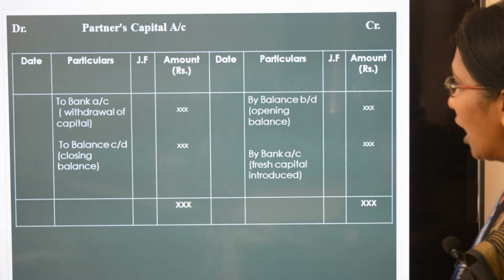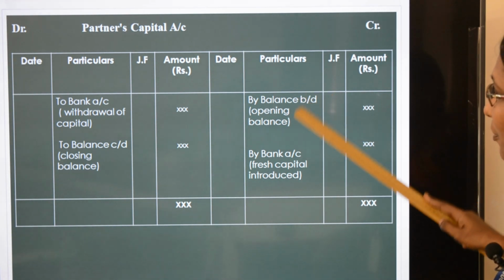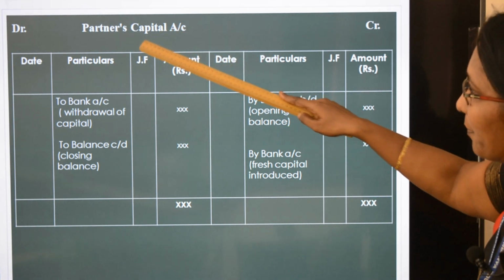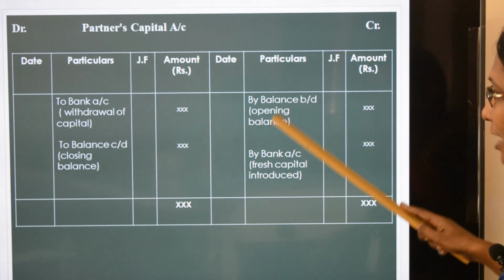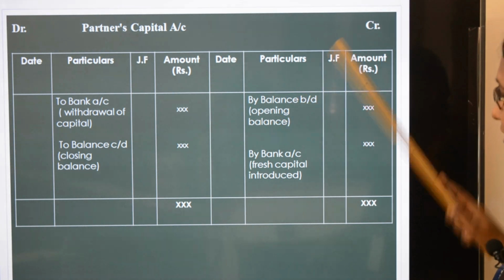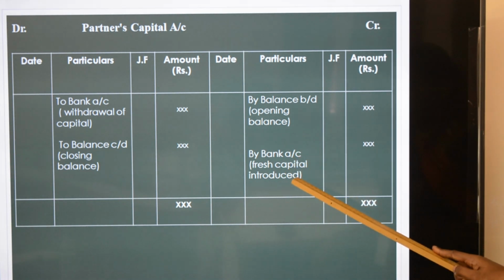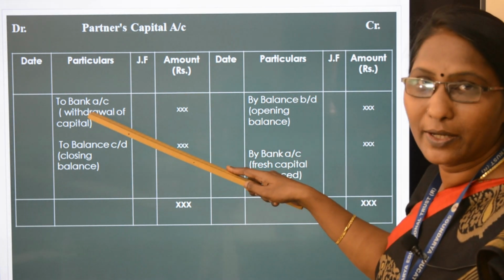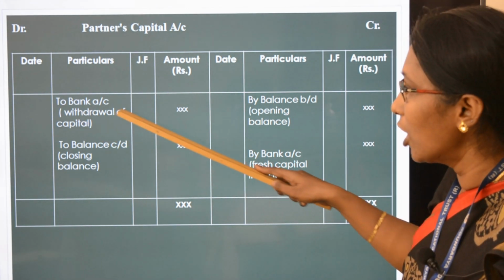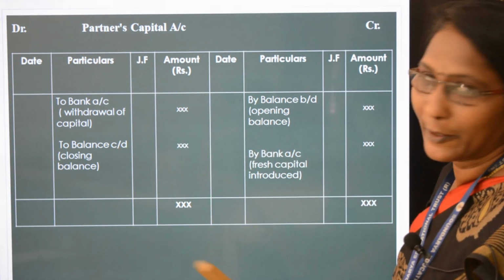What is the heading? Partner's capital account. See here, by balance brought down. This is the opening balance of capital. Why do we write capital here on the credit side? Because it is a liability. We write this on the credit side. What is next? Additional capital introduced by the partners. It is also a credit value, so we write it on the credit side. Next one is debit: a permanent withdrawal of capital. It's a debit balance, so we write this on the debit side.